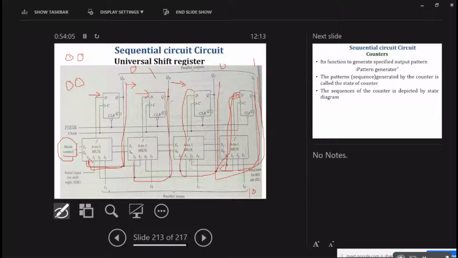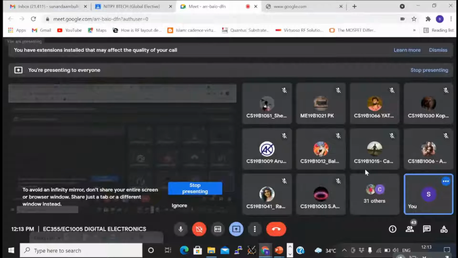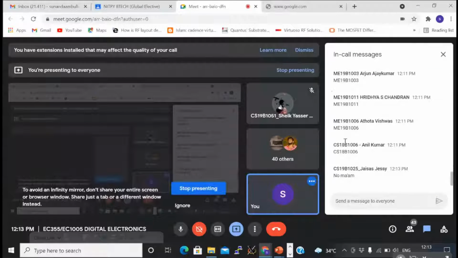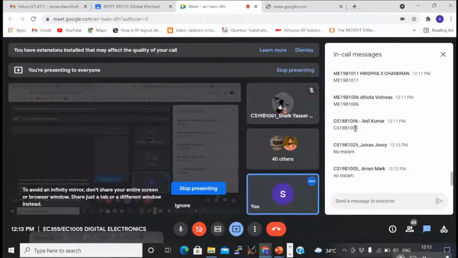So this is the universal shift register with the use of 4 cross 1 mux. Any doubt from the register? Anyone? No doubt?